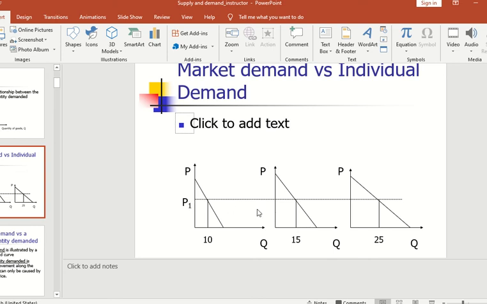Okay? So let's pick any price arbitrarily. P1, for example. At P1, individual A is willing and able to buy 10 units. At the same price, individual B is willing and able to buy 15 units. So when you are asked about the market demand, we can say that at P1, the quantity demanded for the market is 25 units. We do it for every single price level, and we'll be able to derive the market demand from individuals' demand. As you can see, the market demand is simply the horizontal sum of each individual's demand curve.